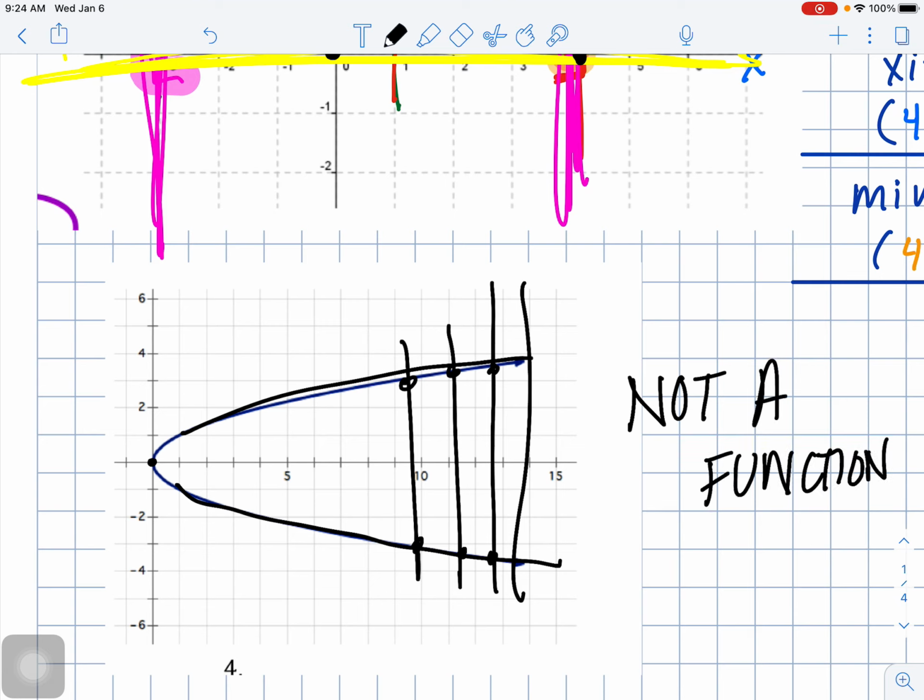And why? On the test, you have to give a reason. Why is it not a function? Because it does not pass the vertical line test.